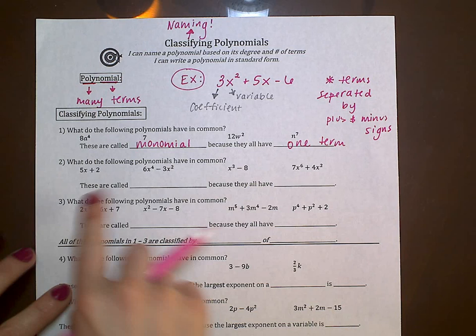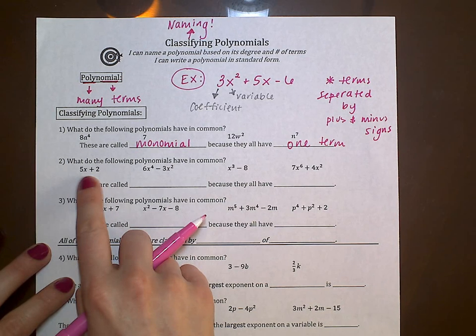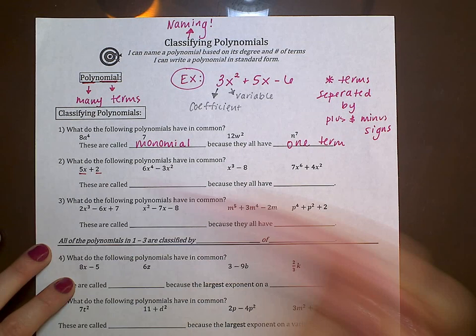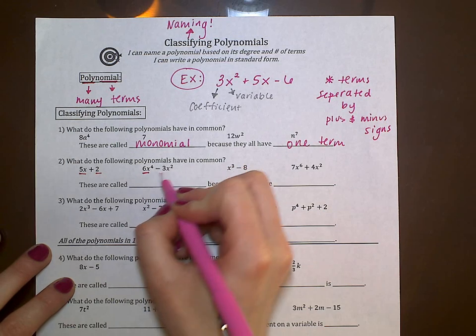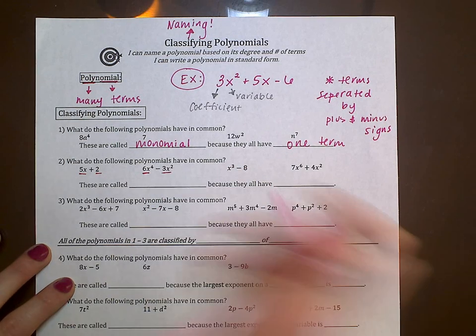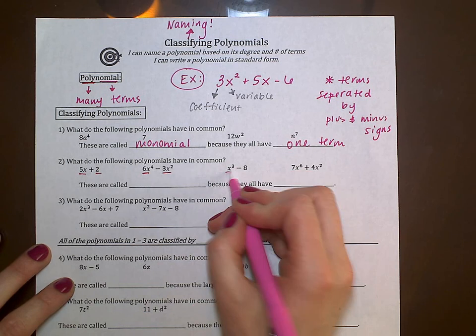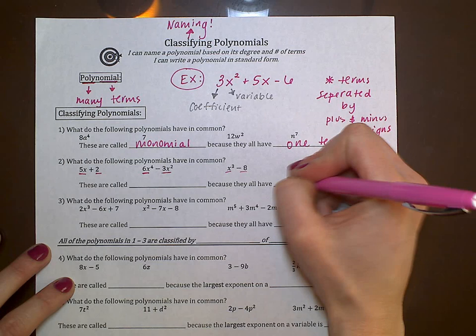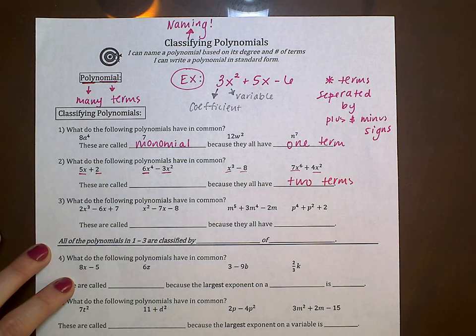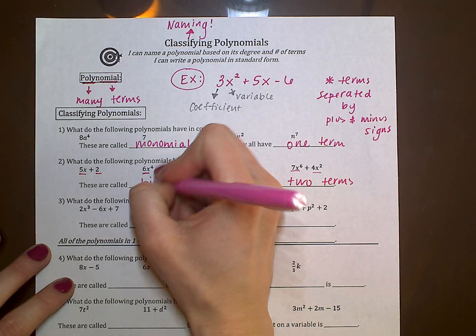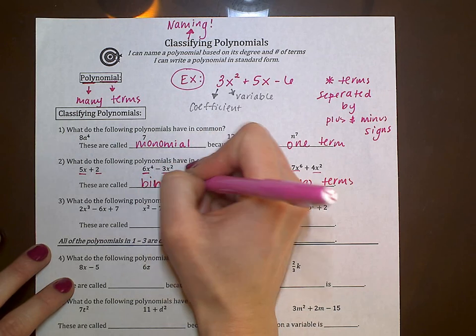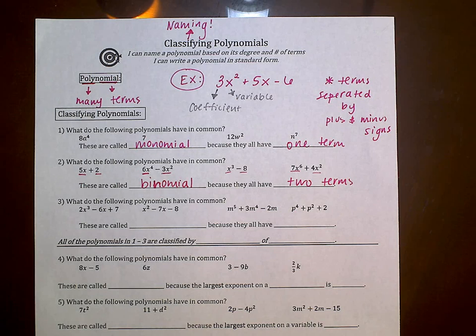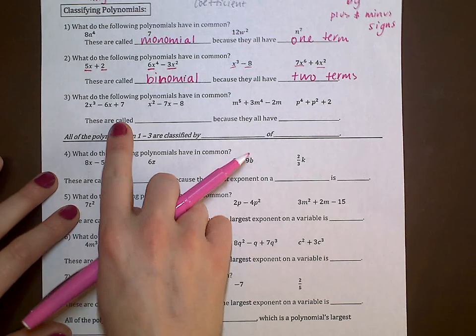So number 2, there's a pattern here. On this first one, 5x and 2, those are both a term. 6x to the 4th, 3x squared, those are both a term. So there's actually 2 terms for every single one of these polynomials. So if there's 2 terms, it's called a binomial. Again, the word nomial is there. Bi means 2. A good way to remember this is that a bicycle has 2 wheels. That's going to help you remember number 3 as well.